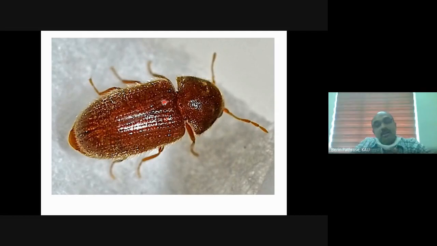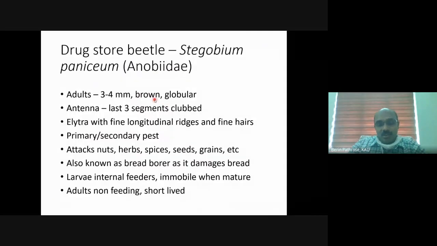It's also globular in nature. It's not elongated. Don't think it is elongated. The size is same. The color is same as Lasioderma. Both are brown in color. It is globular in nature. It is 3 to 4 mm, brown and globular.